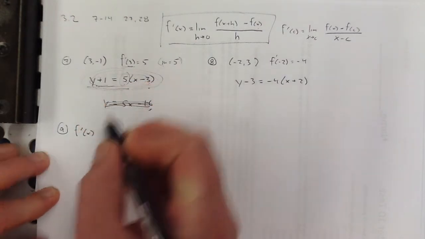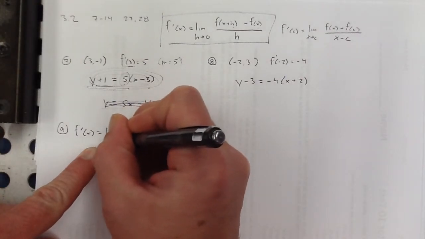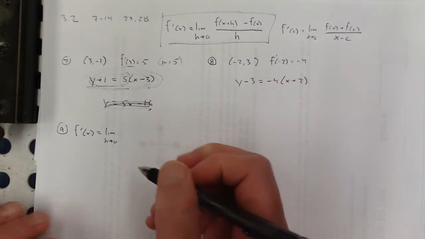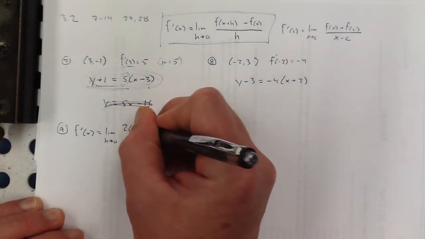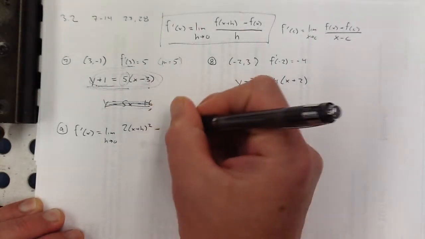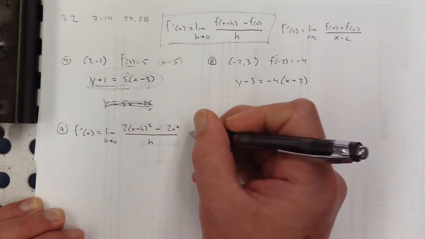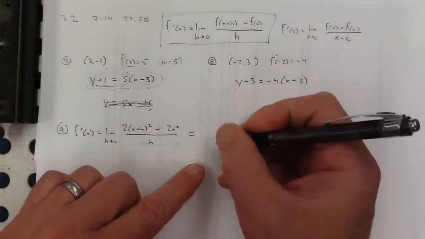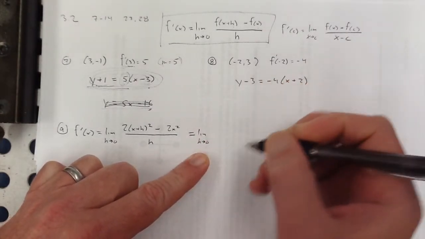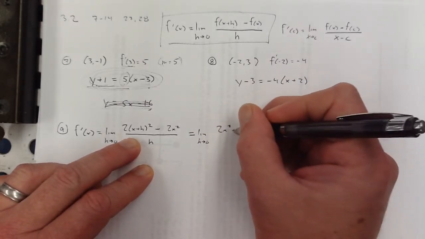F prime of x, this is the beginning of the sentence, equals, that's the first thing you should write down. The limit as h approaches 0. I've got f of x plus h, so I'm plugging x plus h into 2x squared, minus f of x, all over h. Got to write that down there. 2x squared. I'm just distributing the 2.